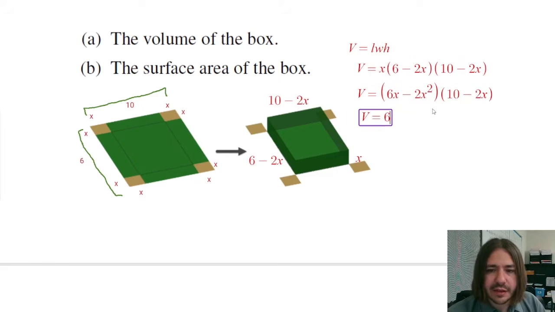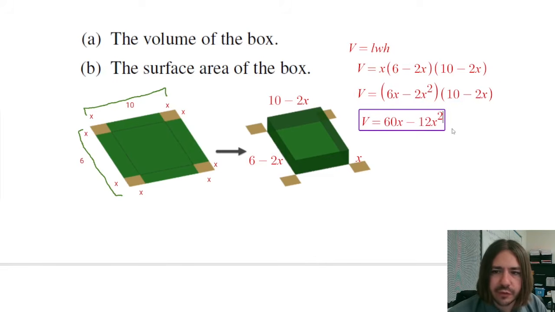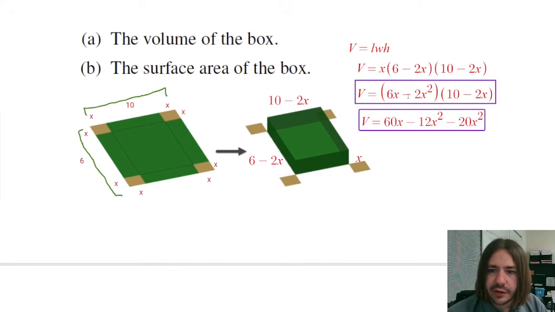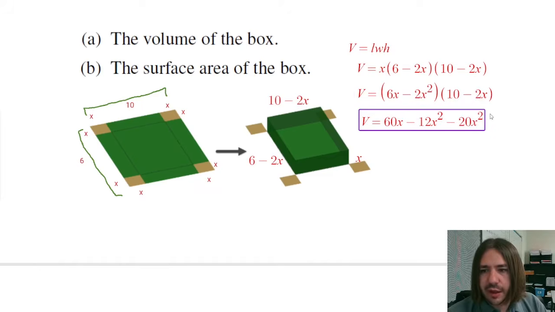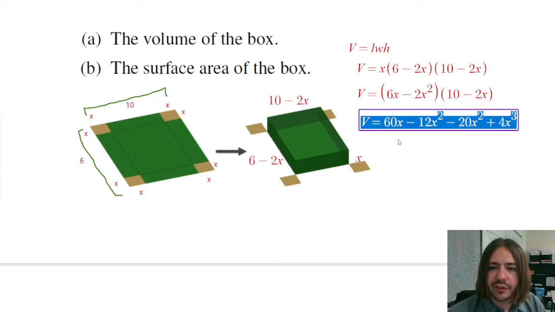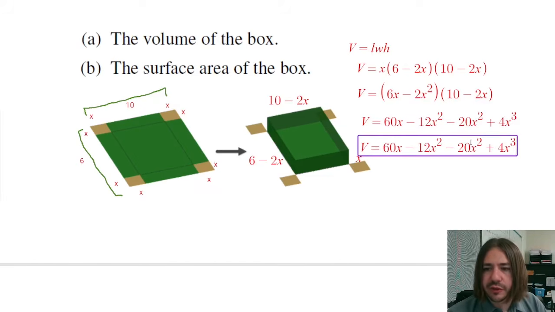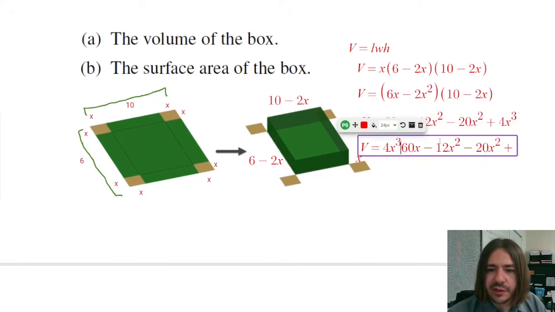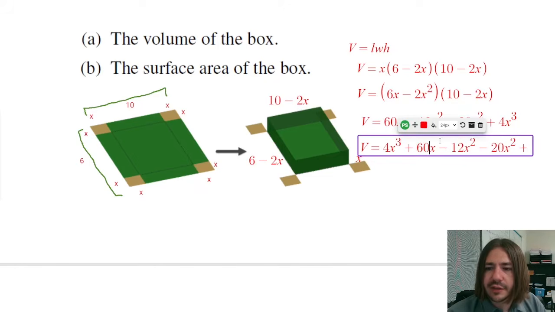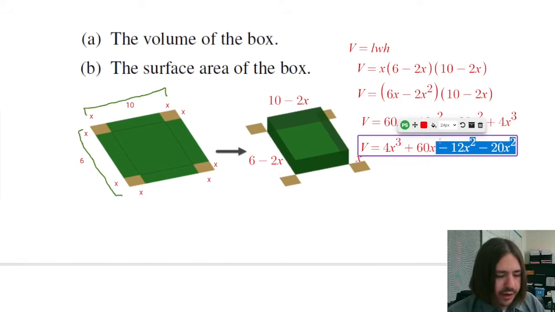6x times 10 is going to be 60x. Negative 2x times 6x is going to be negative 12x squared. And then we have negative 2x squared times 10 will be negative 20x squared. And then finally, negative 2x squared times negative 2x, you multiply those, you get positive 4x cubed. So I want to put this in standard form, which means we're just going to rearrange the terms, put the cubic term first. Typically, you write these polynomials in descending order based on their degree. We can combine these two terms. Negative 12 minus 20 is going to be negative 32.